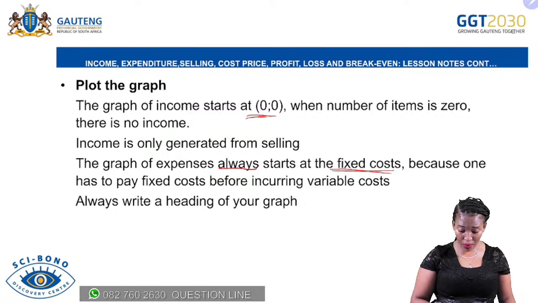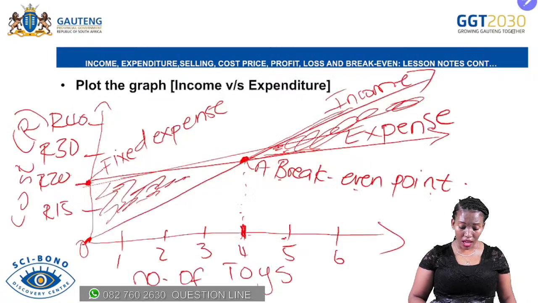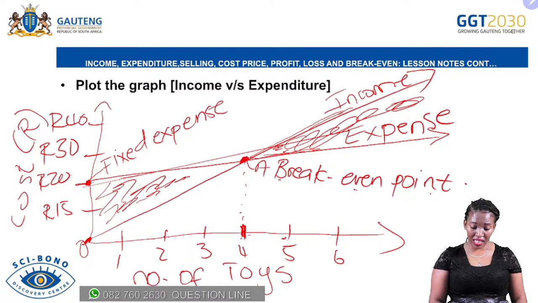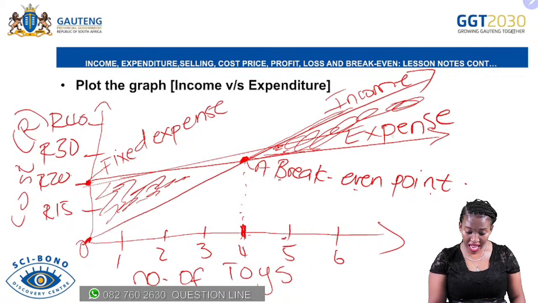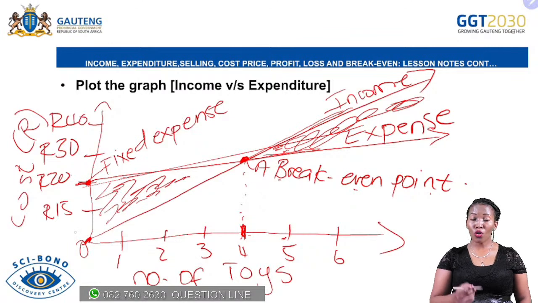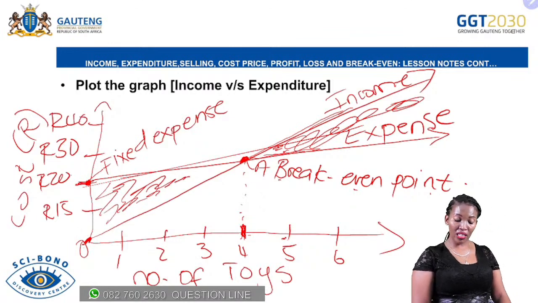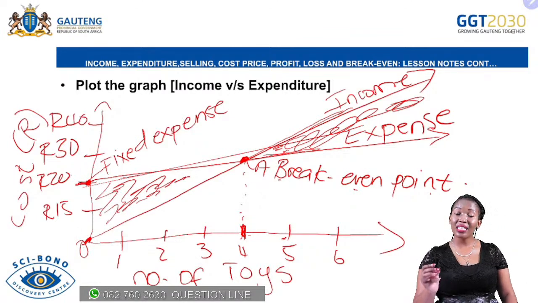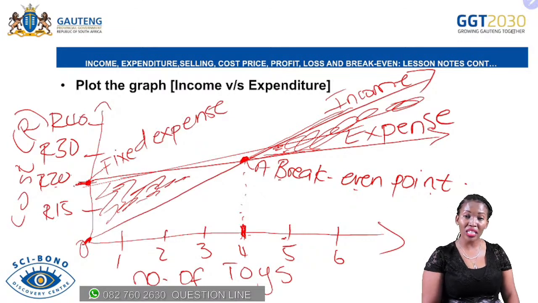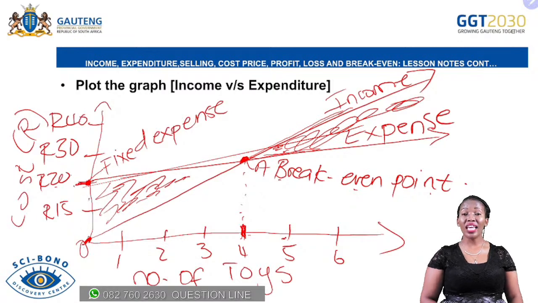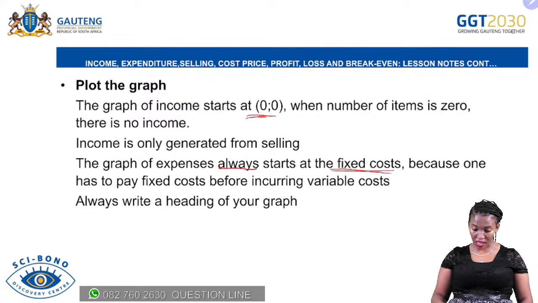Sometimes, if you are given a graph like this, the examiner will ask, why is the expenses graph starting at 20 and not at 0? So you must know that it starts at 20 because of the fixed expense, or the fixed amount of 20 rands. That is why this graph is not starting at 0, but rather it is starting at 20.